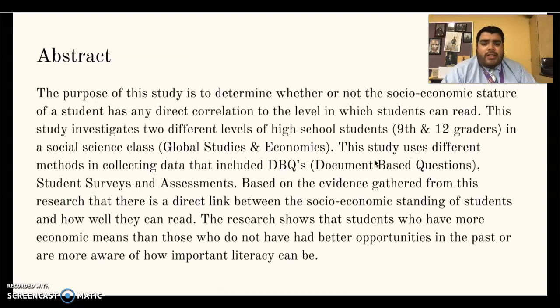So here's the abstract. The purpose of the study is to determine whether or not the socioeconomic status of a student has any direct correlation to the level at which students can read and write. This study investigates two different levels of high school students. I teach 9th and 12th graders in a social science classroom. I had global studies for my 9th graders and economics for my 12th graders. This study uses different methods of collecting data that include DBQs, those are document-based questions, student surveys, and assessments.